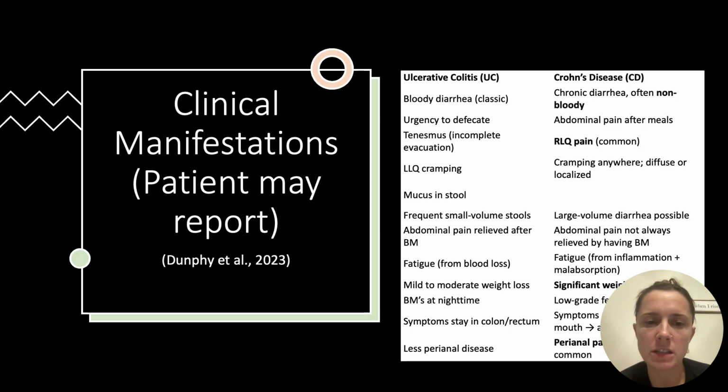Some other differences, ulcerative colitis, they do have more frequent bowel movements at nighttime. Symptoms stay in the colon and the rectum, and there is less perianal disease. With Crohn's disease, you may have low-grade fever, and then you're going to have perianal pain. You may have some discharge and some ulcers at the rectum. And then again, symptoms can be anywhere in the GI tract from the mouth all the way down to the rectum.